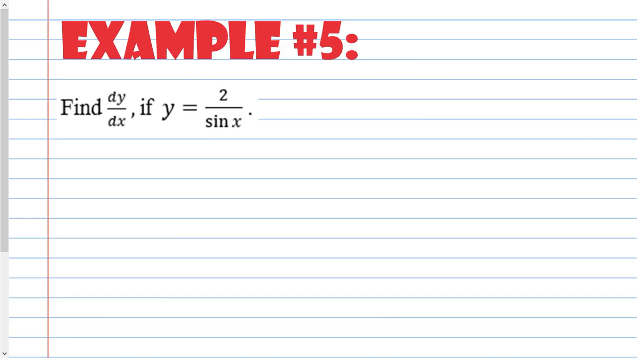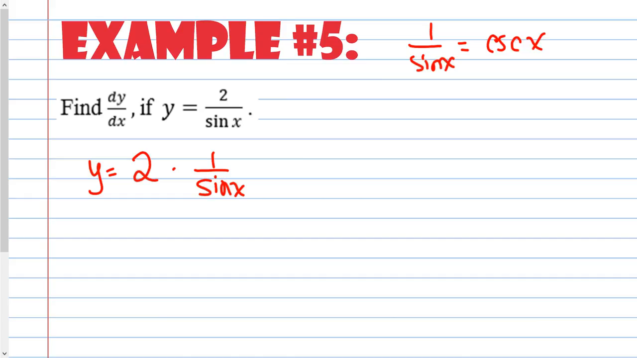Example 5. Again, the numbering might be off. Find dy dx if y equals 2 over sine x. So it's actually fairly simple, but I want to make sure I go over that sometimes these equations can be rewritten. So this could be 2 times 1 over sine x. And 1 over sine x is the reciprocal. It is cosecant x. So really this equation is 2 cosecant x.